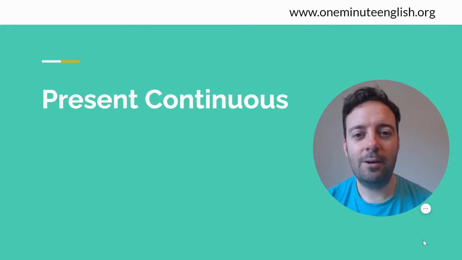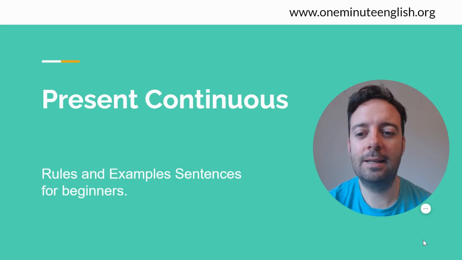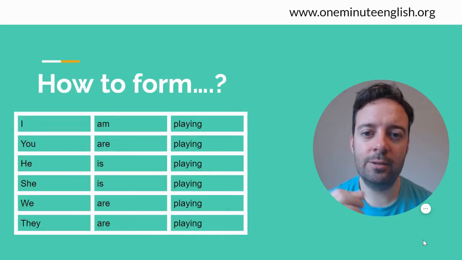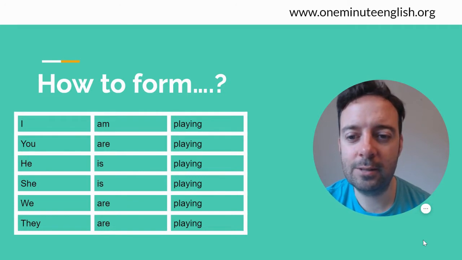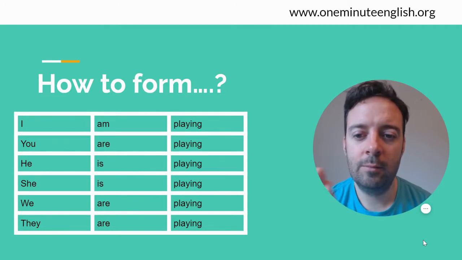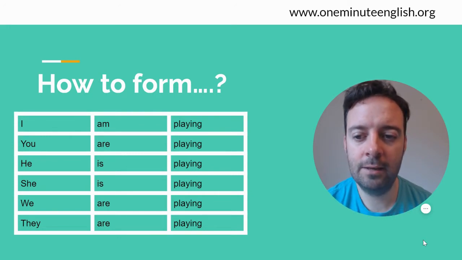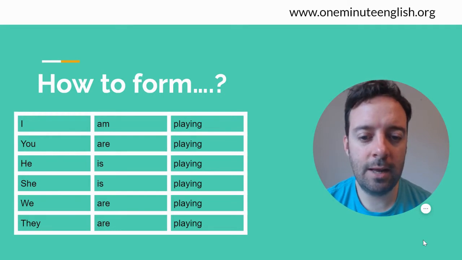In this video, we're going to look at the present continuous. So we're going to look at rules and example sentences for beginners. So how do you form the present continuous? So use I plus the verb to be in the present, I am, and you use play, the verb, plus ing. I am playing, and then you are playing, he is playing, she is playing, we are playing, and they are playing.